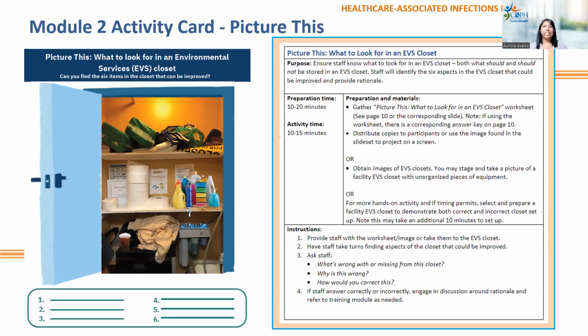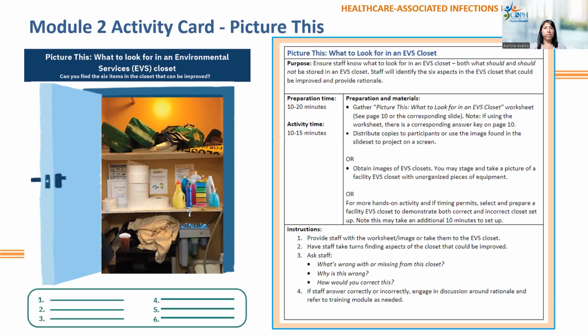As with the previous activity, the Picture This activity card provides materials, timing, and instructions. After reviewing Module 2's curriculum, you can provide this activity to staff to complete individually or in groups. Alternatively, you can present this on the screen during a formal presentation or print it out to review in a huddle setting.